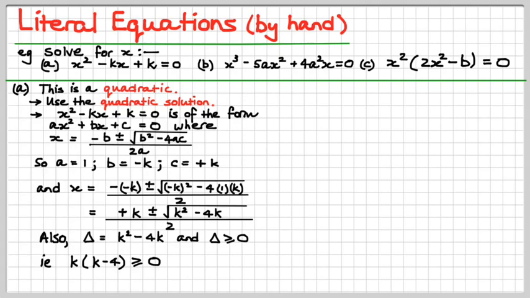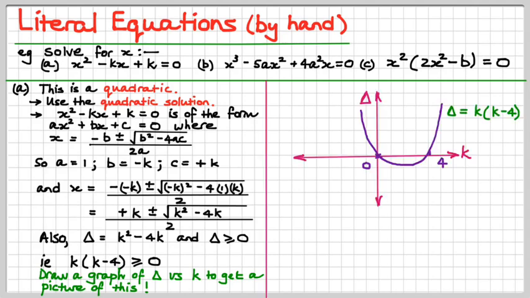Well, do you know how I do those? I basically draw a graph of the discriminant. Okay? And I do it like this. See that? That's basically the discriminant versus k. And that's the formula, right? K into k minus 4. So you want that to be greater than or equal to 0.